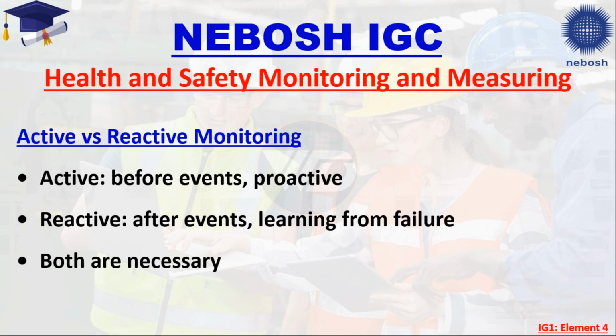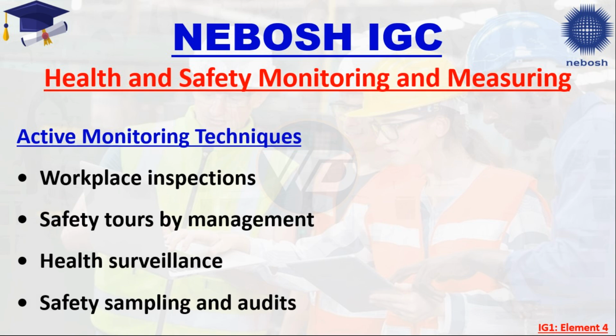4. Active versus reactive monitoring. Monitoring can be divided into two main types, active and reactive. Active monitoring happens before things go wrong. It's proactive. The goal is to spot hazards or weaknesses before they result in an incident. Reactive monitoring happens after something has gone wrong, such as an accident, near miss, or complaint, so that lessons can be learned and similar events prevented in future. Both types are essential. Active monitoring keeps problems from occurring, and reactive monitoring helps improve the system based on real-world feedback.